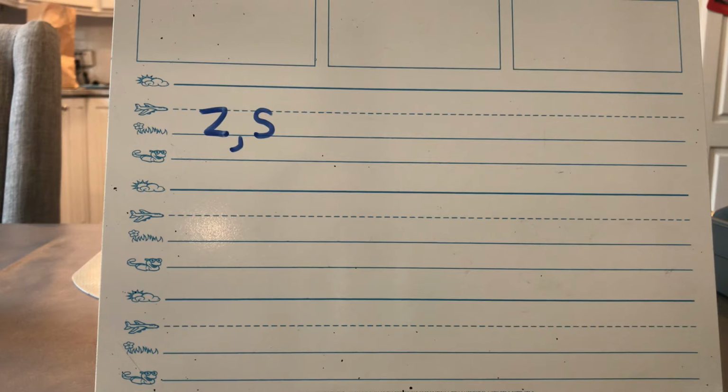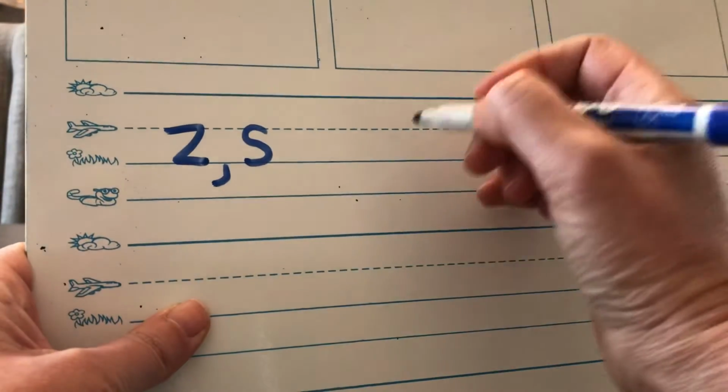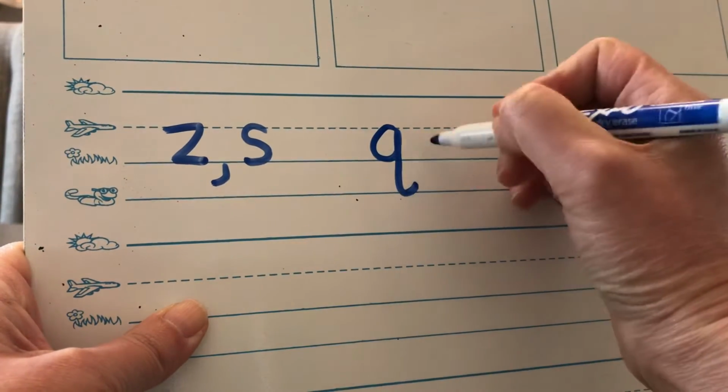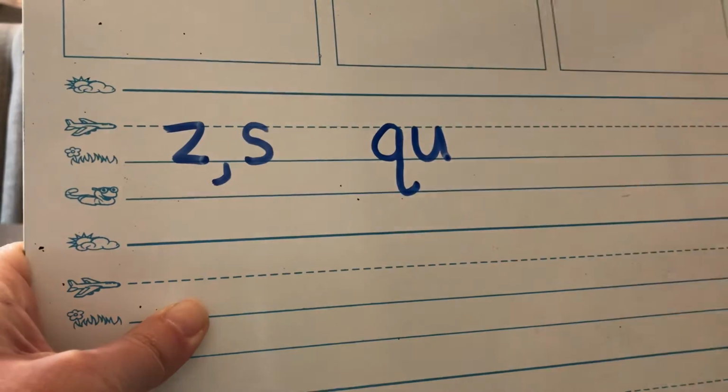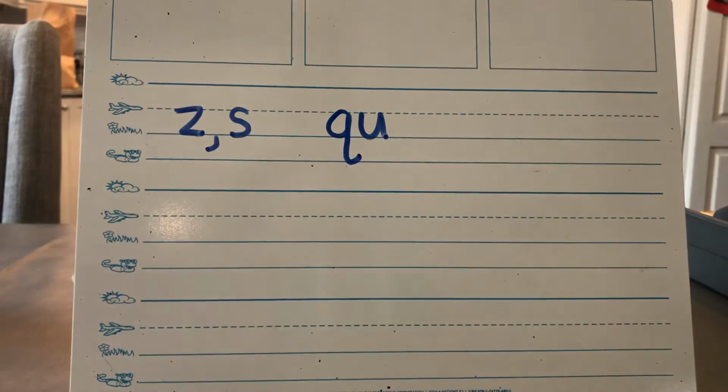Sometimes S sounds like Z. Next sound, Qua. What says Qua? QU says Qua. Okay, next sound.